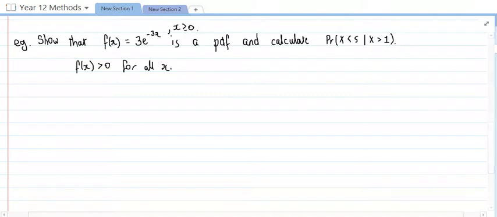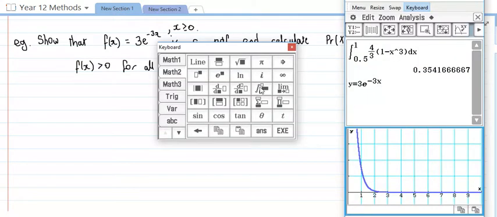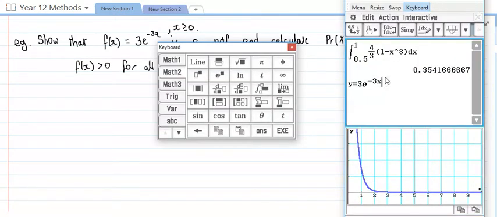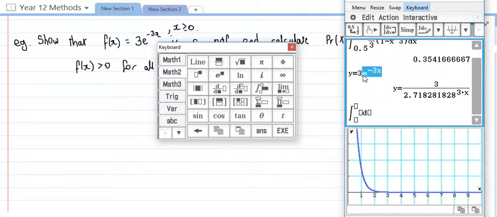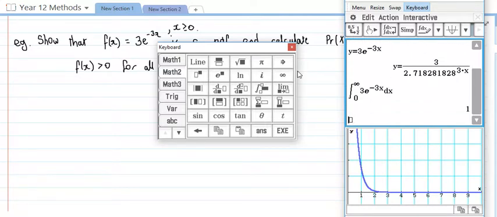Now, the next thing I need to do is actually calculate the integral. So I'm just going to bring up the integral, take this bit here, and I'll put that between 0 and infinity, and then we'll put that with respect to x, and the answer again is 1. You could show this by actually anti-differentiating. It's not a difficult one to do, and I might even do that.